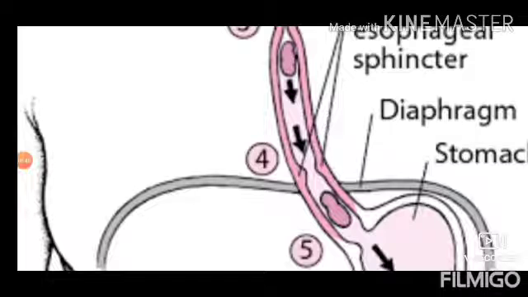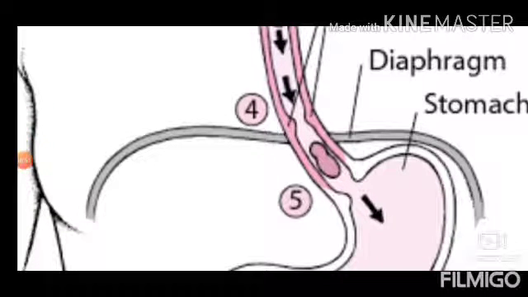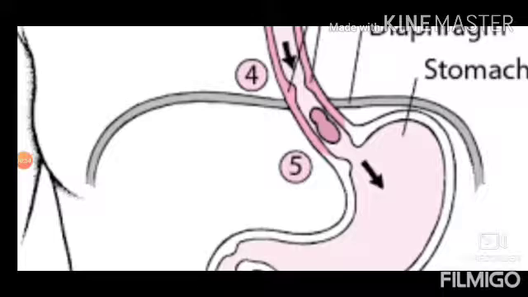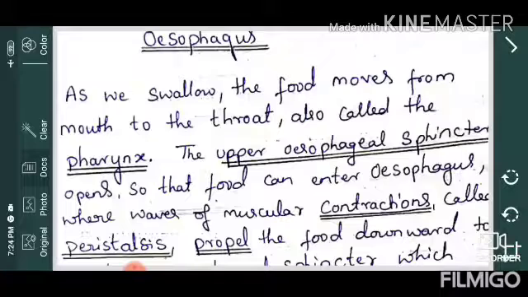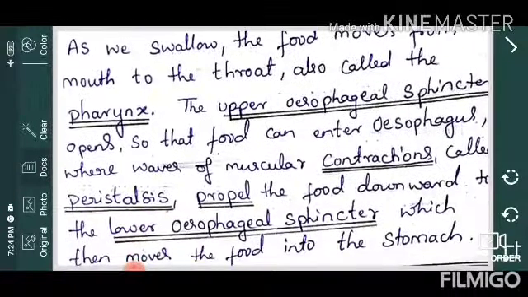Then this esophagus opens into the stomach and the food reaches the stomach. Behind the stomach we have the diaphragm. This is what happens in the esophagus, that is the movement of food. As we swallow, the food moves from the mouth to the throat, where the point which opens into the esophagus is called the pharynx. From the pharynx, the esophagus is considered in two parts, that is the upper esophageal sphincter and the lower esophageal sphincter.